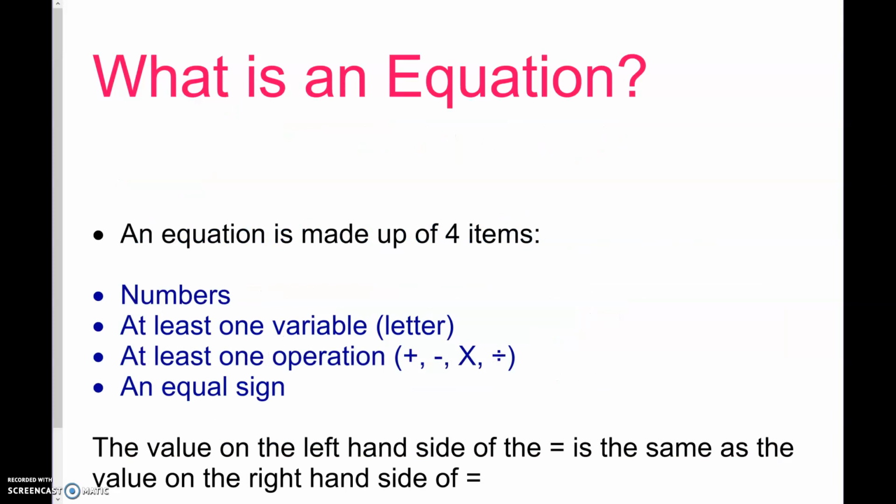What is an equation? An equation can be made up of 4 different items. You have to have a number and at least one variable, which is another way of saying letter, and operations, adding, subtracting, multiplying, or dividing, and you have to have an equal sign. So what they're saying is the left-hand side of the equal sign is the same as the right-hand side. So these two are equal. So what is this saying? 2 times what gives me 10.